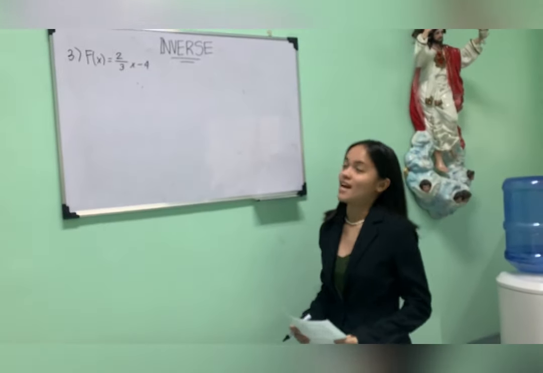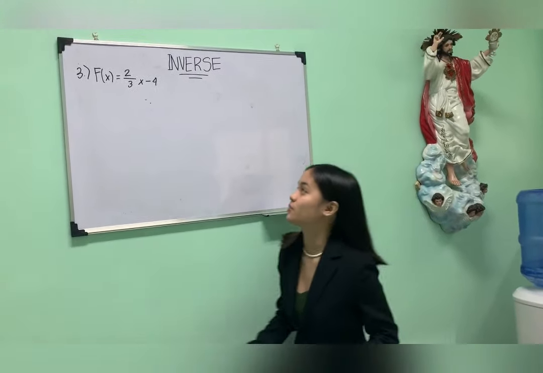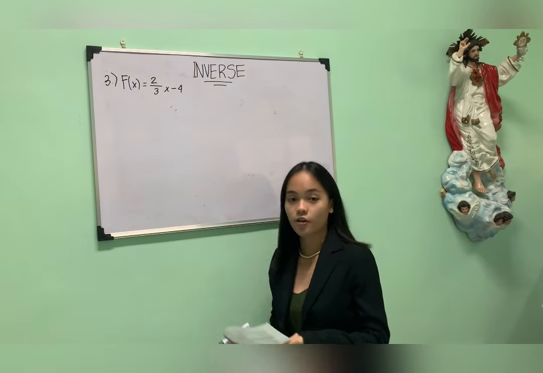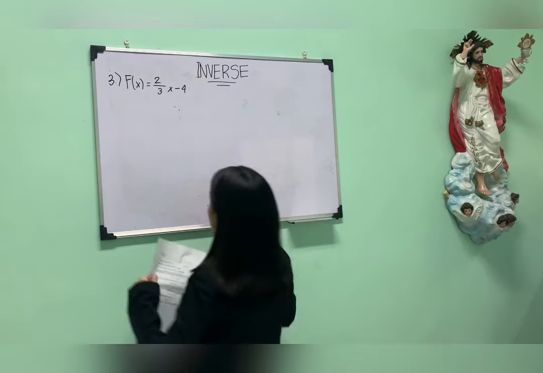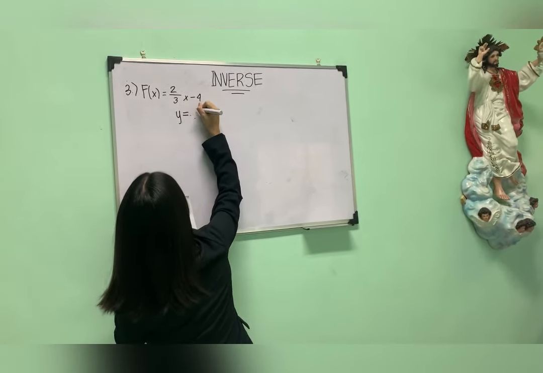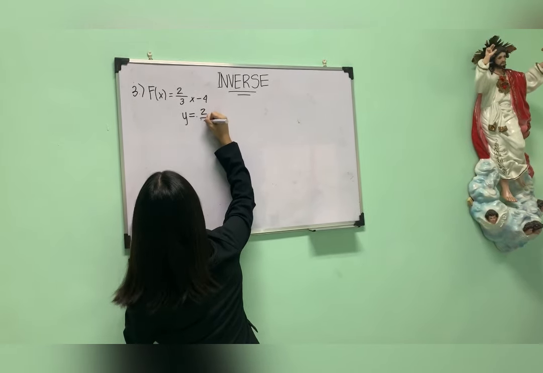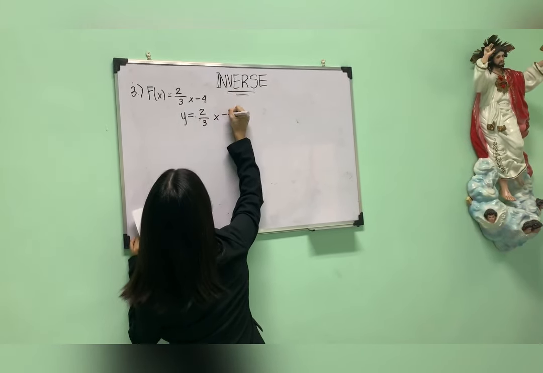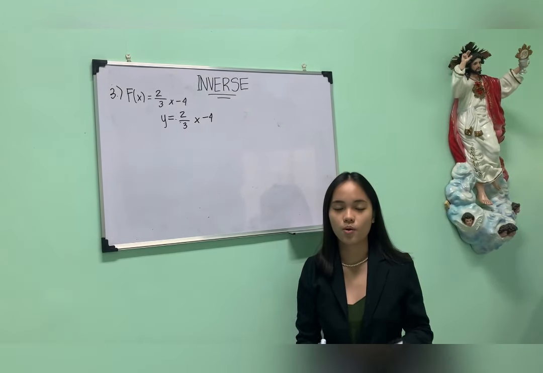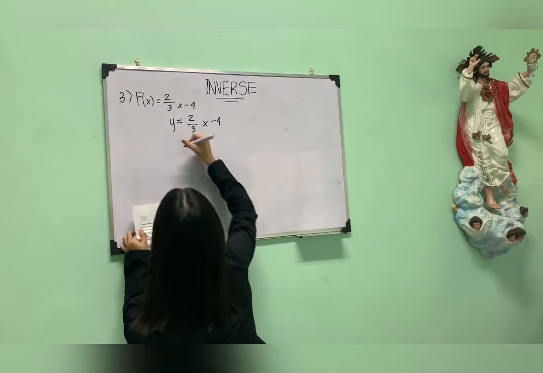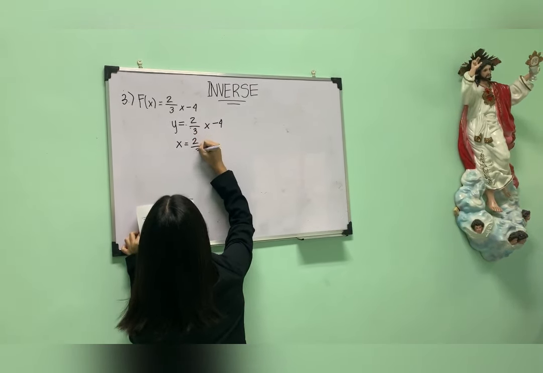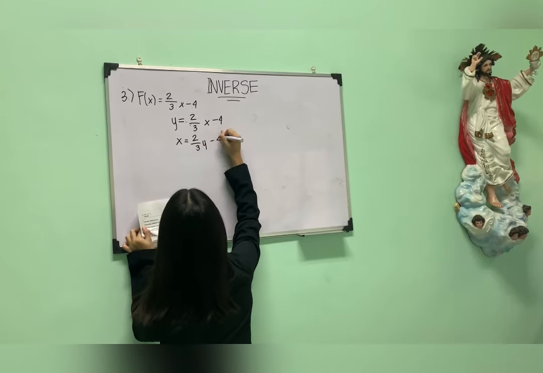So let's go to the last example. f of x is equals to 2 over 3x minus 4. So the first step is replace f with y. So that will become y is equals to 2 over 3x minus 4. Second step, substitute x with y and y with x. So that will become x is equals to 2 over 3y minus 4.